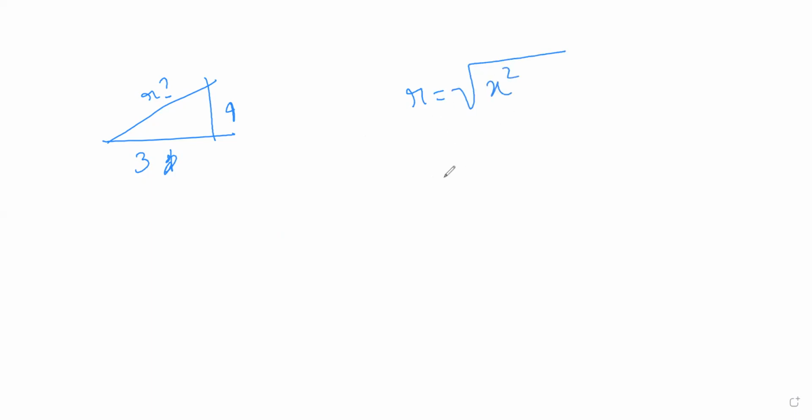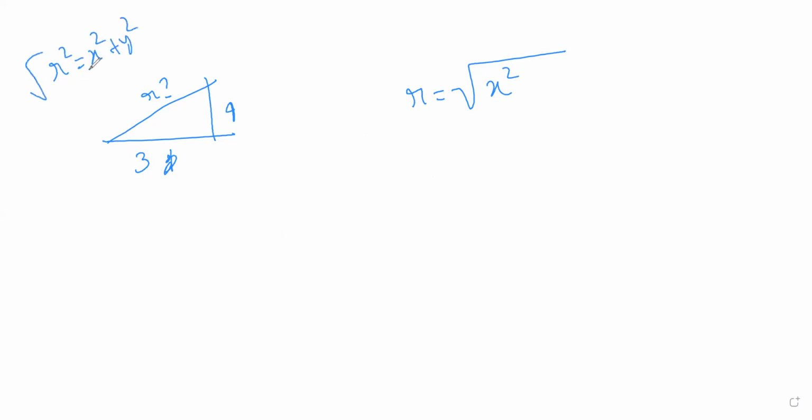Now, if we know this value, suppose we use the common 3 and 4. So what will be the R? What will be the force? We can use the Pythagoras theorem, R square equal to x square plus y square.